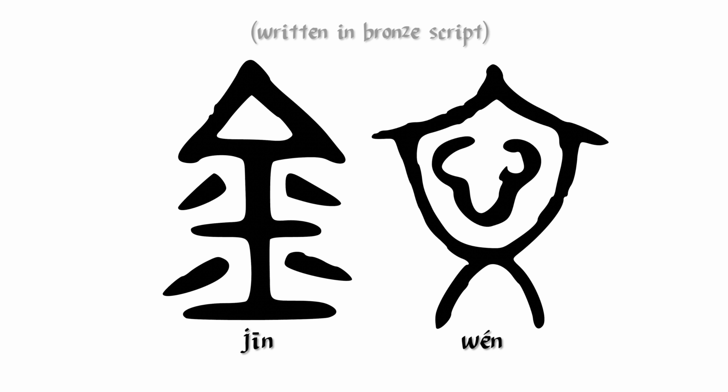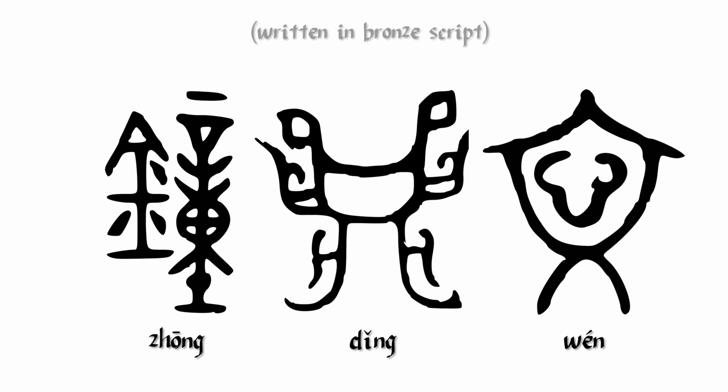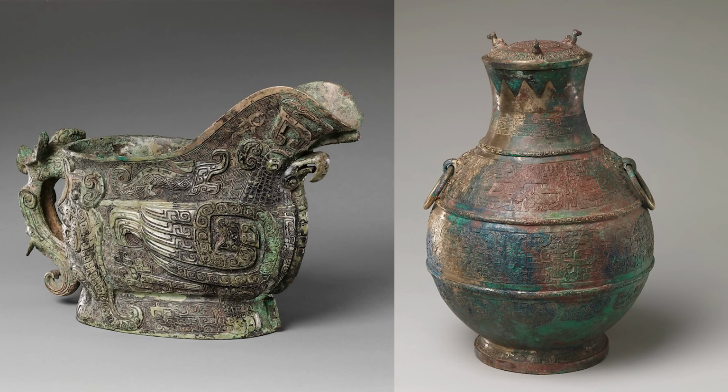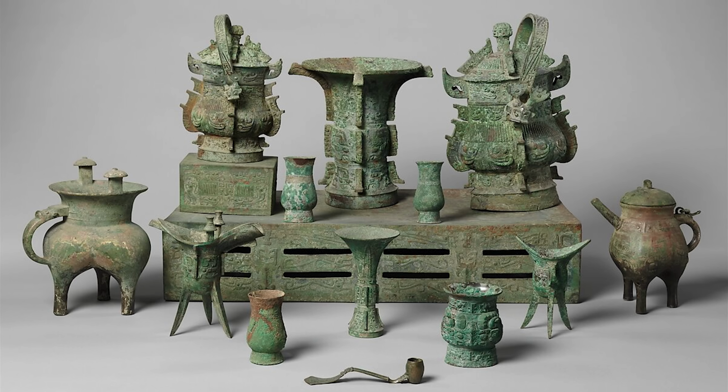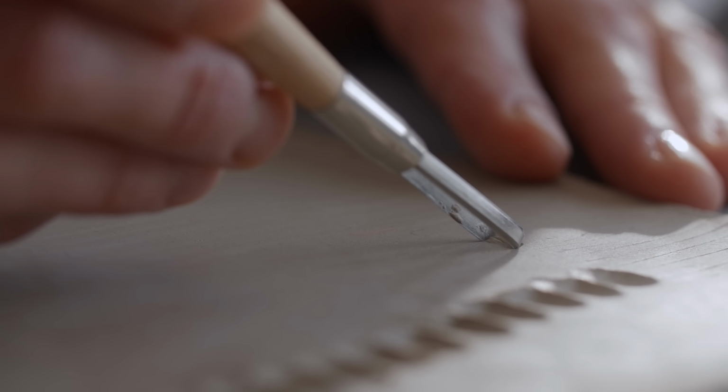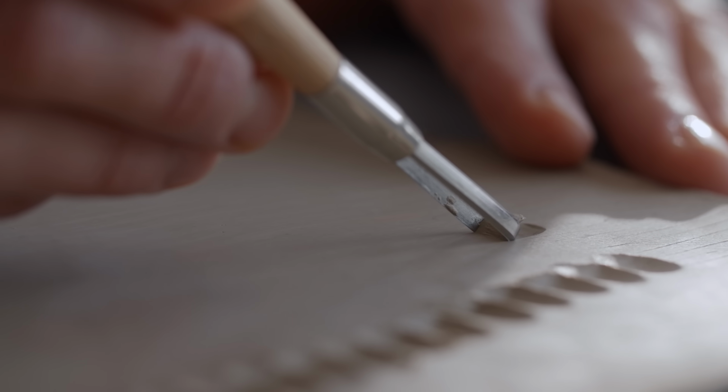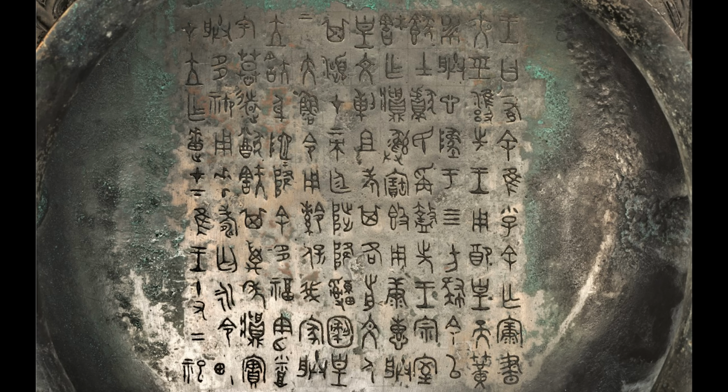And that was the bronze script, or 金文, literally metal script, also called 钟鼎文, or bell and cauldron script. Because if you know anything about the Shang dynasty and the early Zhou dynasty, they were really into ceremonial bronze vessels. The bronze script would be created by using a stylus against a clay mold, and that would then be used to cast a bronze vessel with an inscription.